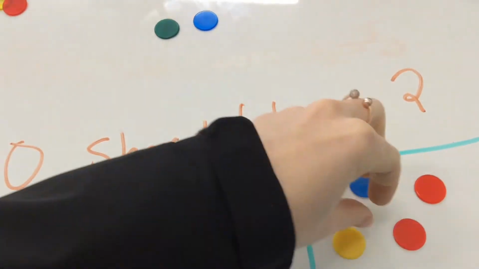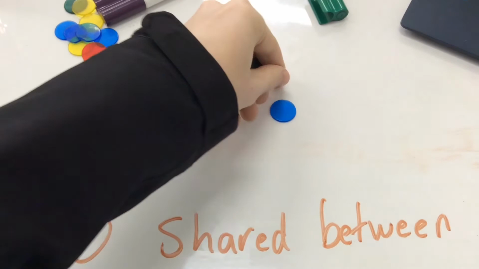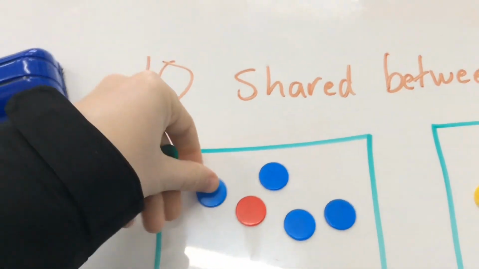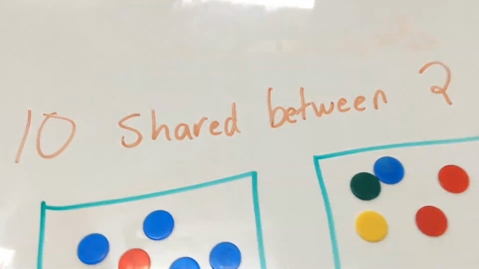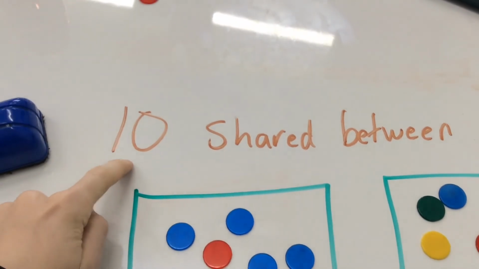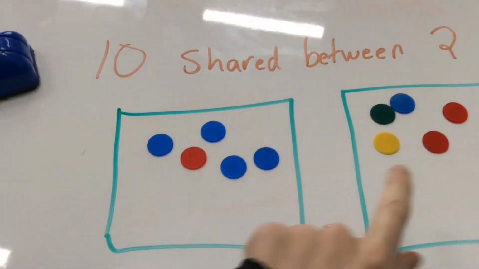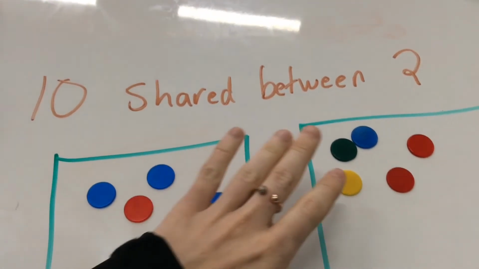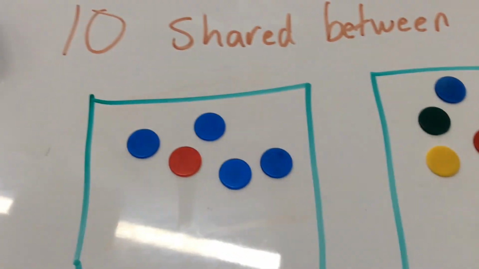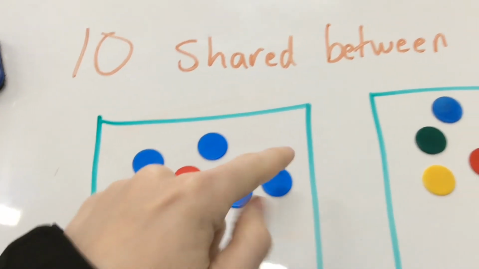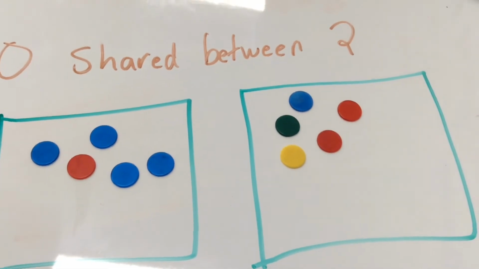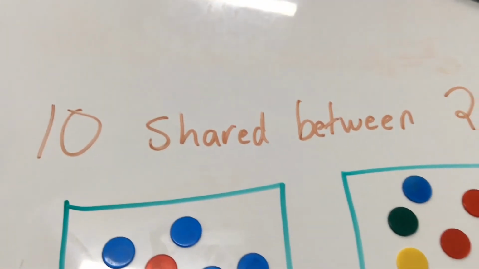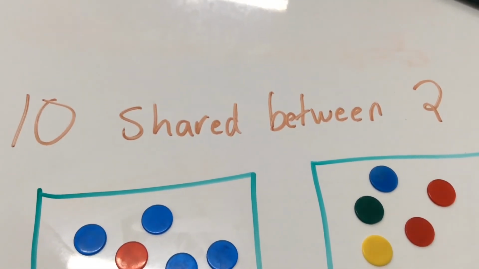So let's see how many are going to go into each group. Now I only have 2 counters left, so I'm going to put 1 in each group because I'm sharing between 2. So as you can see, I've started with my 10 counters and I've shared them between 2 groups. So how many counters are in each group? 1, 2, 3, 4, 5. So you can see that each group has 5 counters. So 10 shared between 2 equals 5.